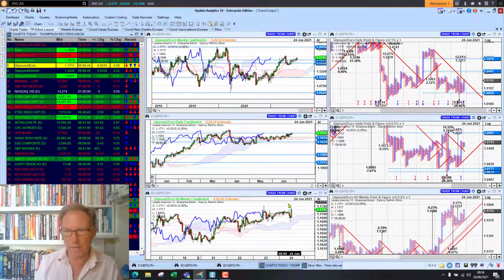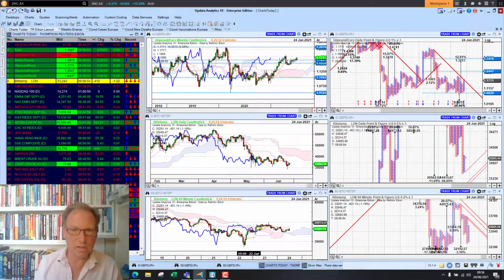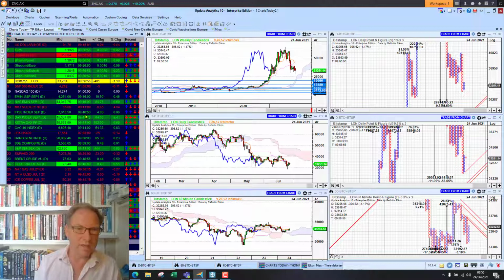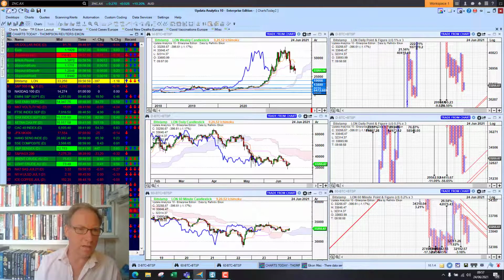Against the euro, sterling is 117, looking stronger still. Bullish on all three time frames. Sterling has the upper hand here still. Bitcoin in the doldrums at $33,000 and just sitting there at the moment, holding that support level. That's going to be the key thing there.